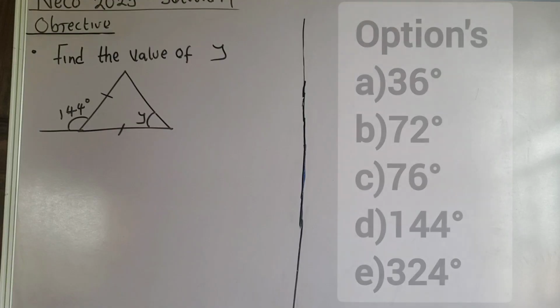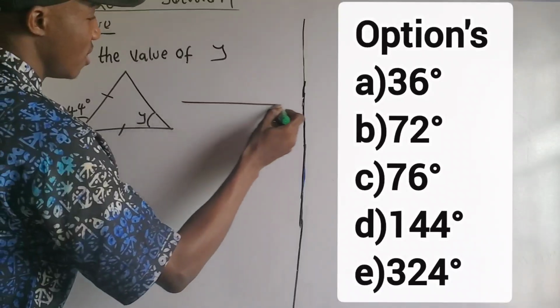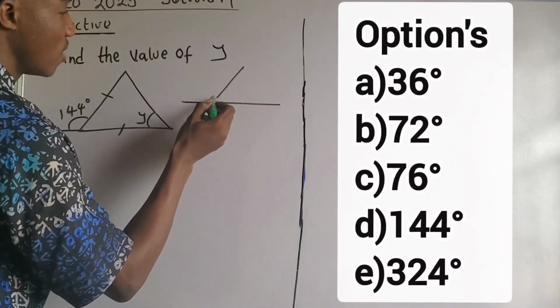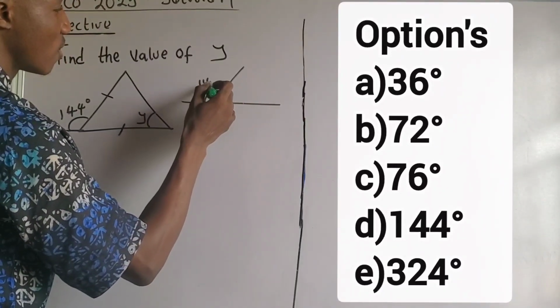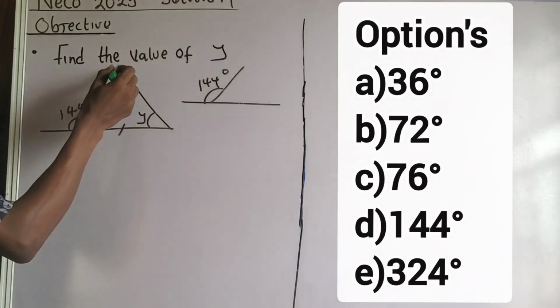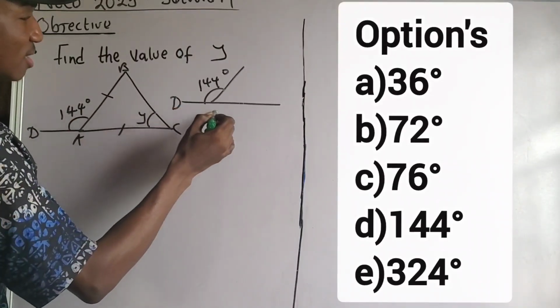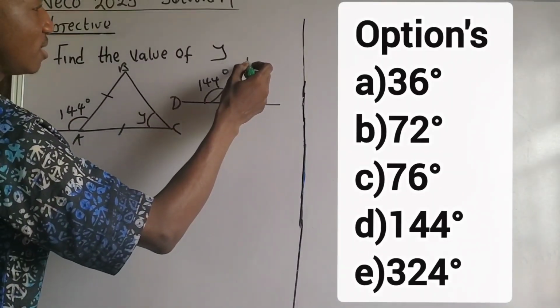Okay, let's consider the question that we have on the board. We are asked to find the value of y in the figure. Now, how do we get the value of y? We have 144. You see, I just bring out this part. Let me label this A, B, C, and D. So I bring out D, A, B, and C.